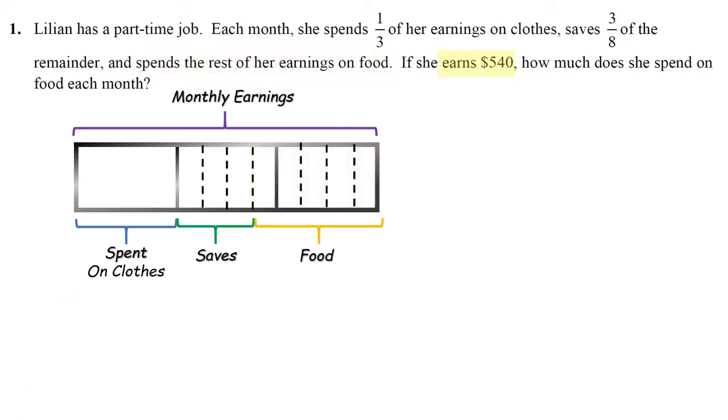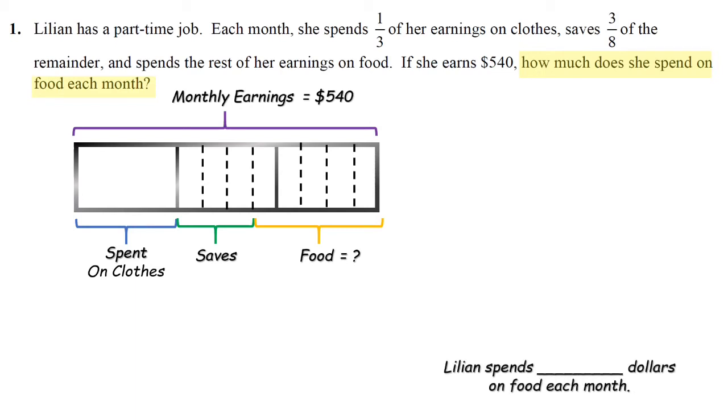So again, it's giving me that the 540 was earned. So that's my top. And it's asking me how much she spent each month. So I'm looking on food. So that's my target, and that's what my answer sentence should be, just like it was in the last one. So here's how you can see that the unit statements are going to be a lot less work here.